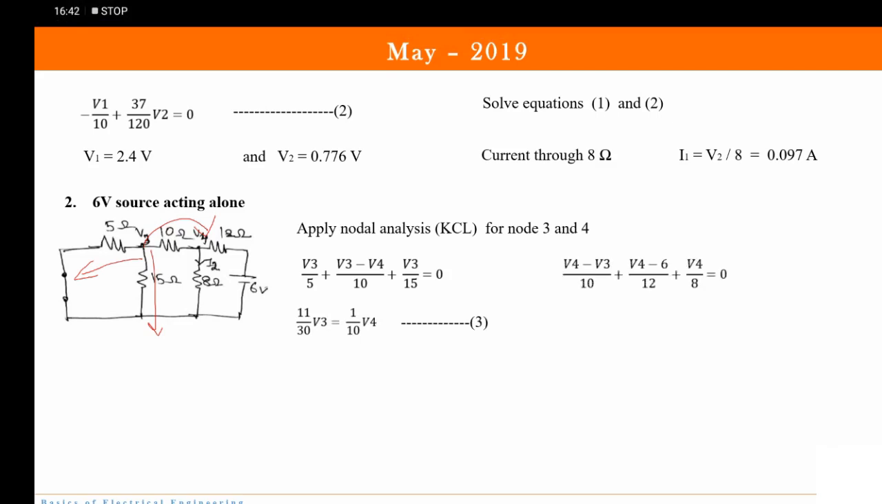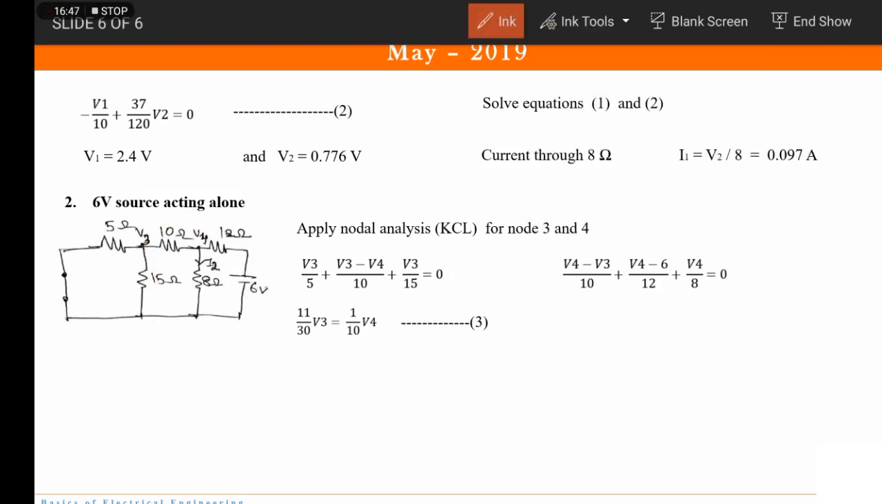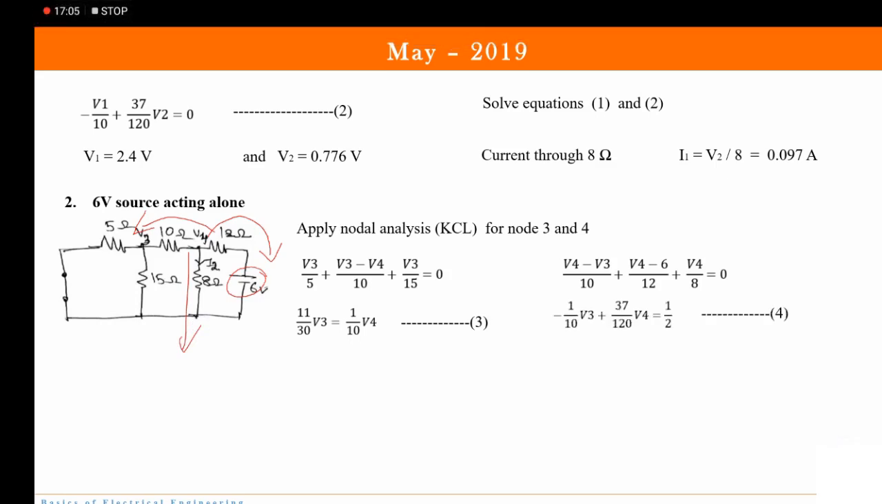Next we apply the next equation. Here it will be (V4 minus V3) upon 10, but now we have 6 volts. So the next will be (V4 minus 6) upon 12 and lastly V4 upon 8 equal to 0. When we solve this, we get this equation. Again we got two simultaneous equations, equations 3 and 4, and we will solve them to get the values of V3 and V4.